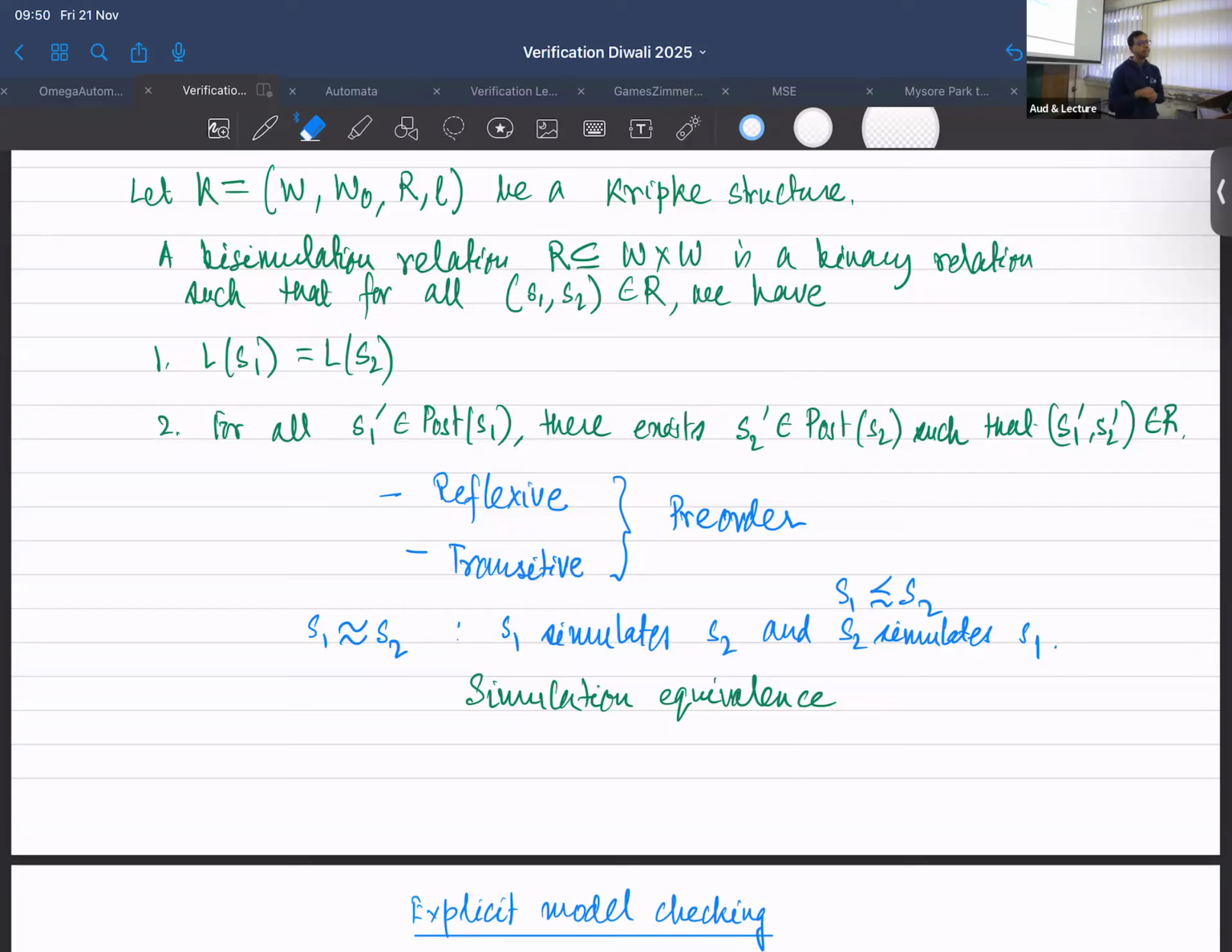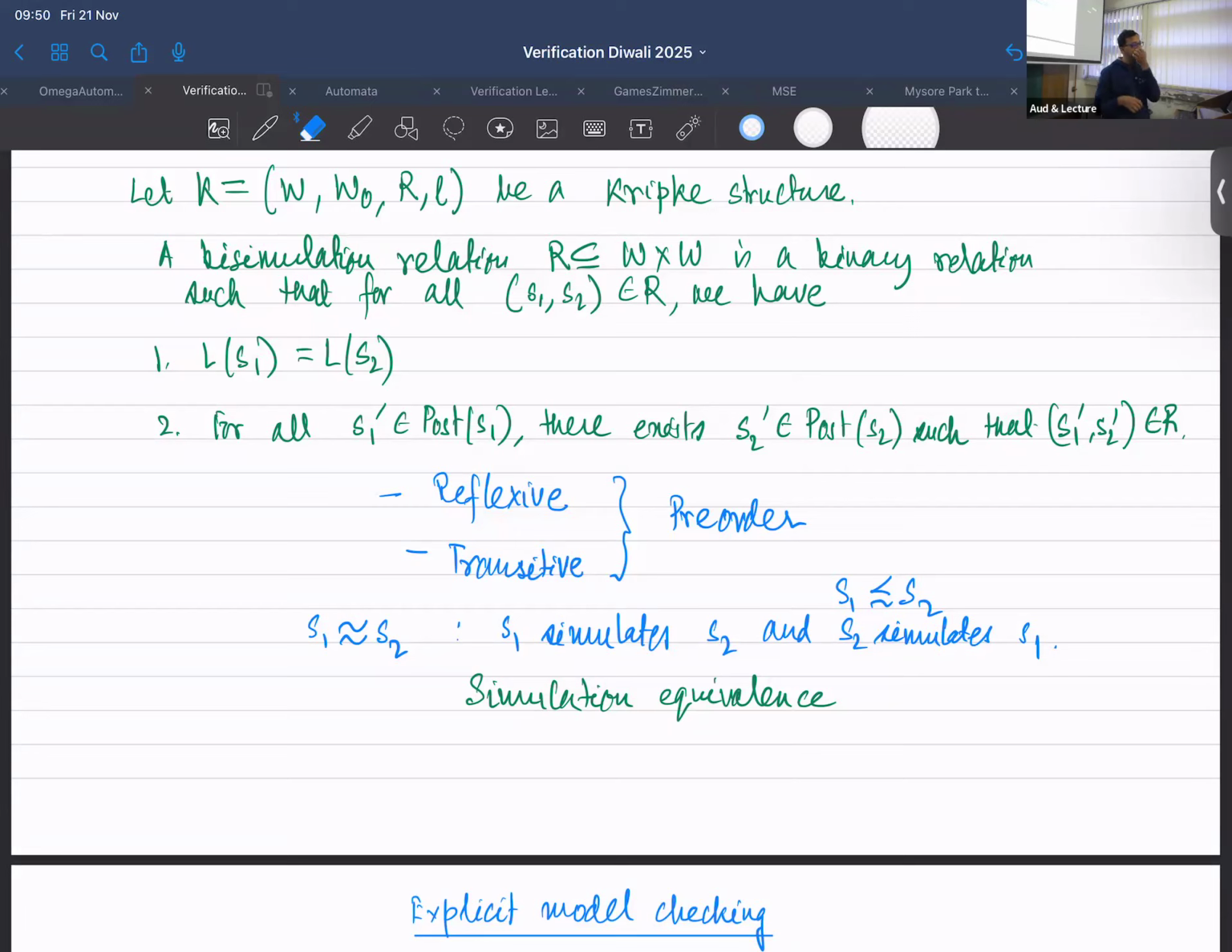Challenger will keep picking some path along S1, and the defender will try to give the corresponding path and mimic that, right? And now, here you can't switch. Now it's clear that you cannot switch, right?